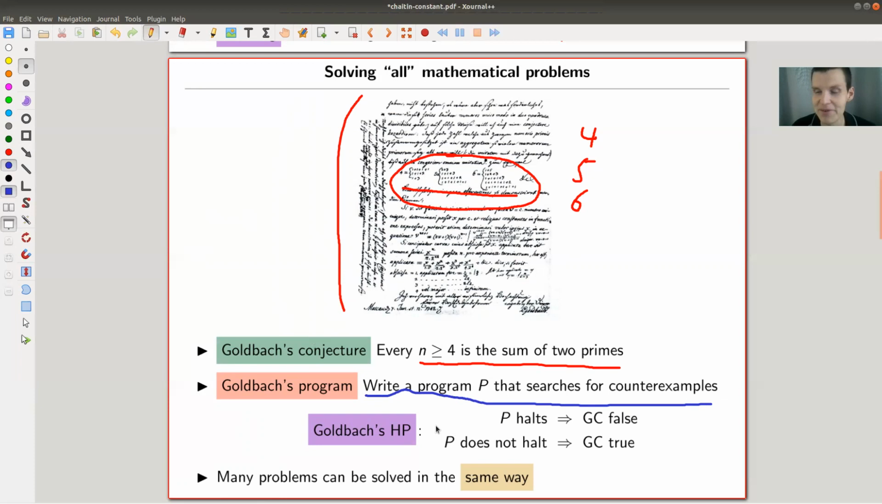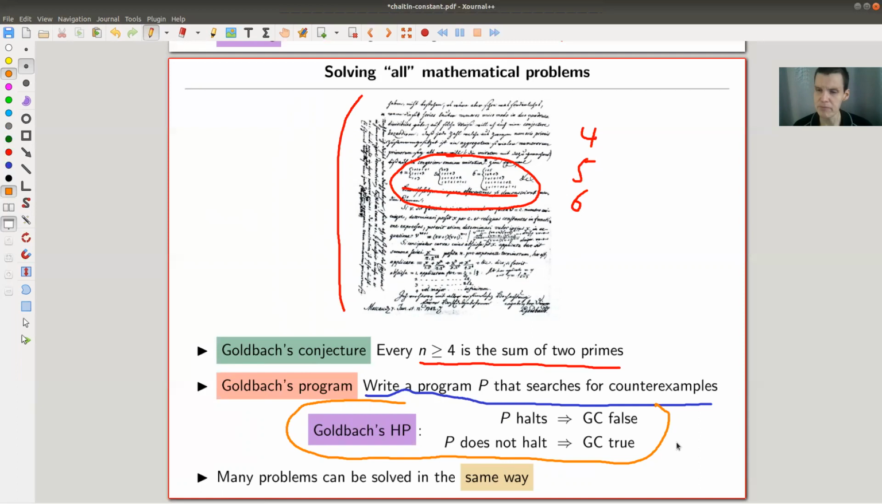And then the Goldbach halting problem is: let's say we could decide whether my program P stops or not. Then we could prove the conjecture. If it stops, then the conjecture is false, because it stops if it finds a counterexample. And if it does not stop, then we know this conjecture is true, because there was no counterexample and the program just ran through all numbers. It wants to run forever, so it keeps on searching for counterexamples. And that's pretty cool, isn't it?